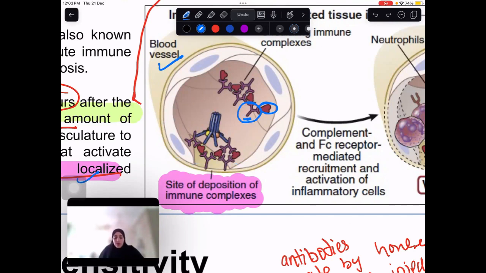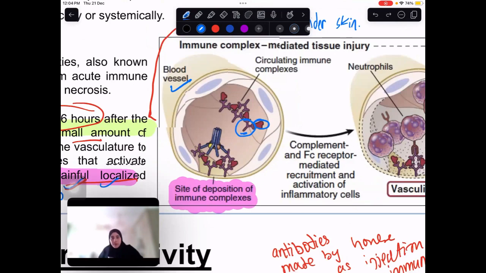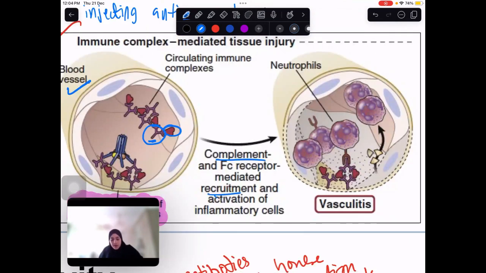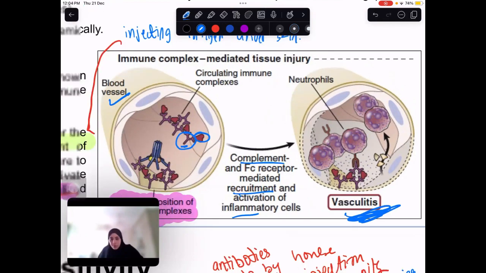Now, again, the same way, I have antibody binding to the antigen. What is it going to be stimulating? It's stimulating the activation of what? The complement, and the recruitment of the other inflammatory cells. So now I will see that the neutrophils will come and whatnot, right? And this causes the inflammation of my blood vessels, vasculitis, okay?